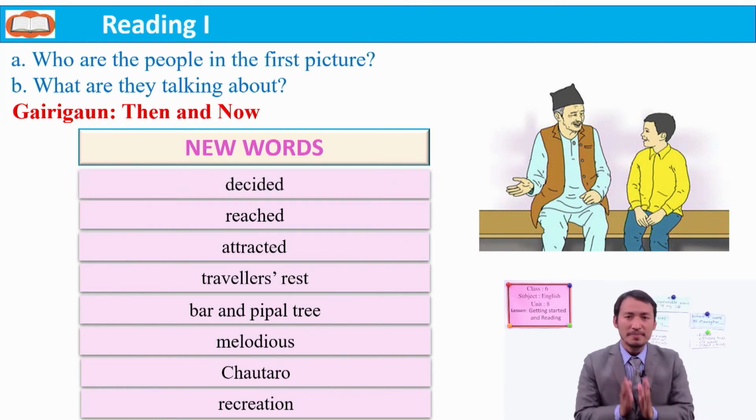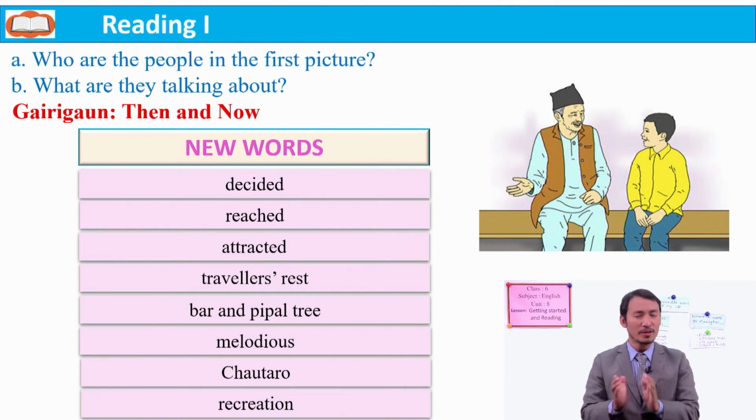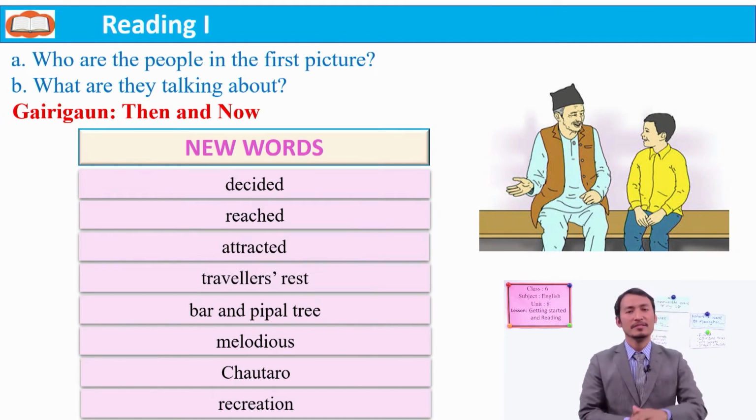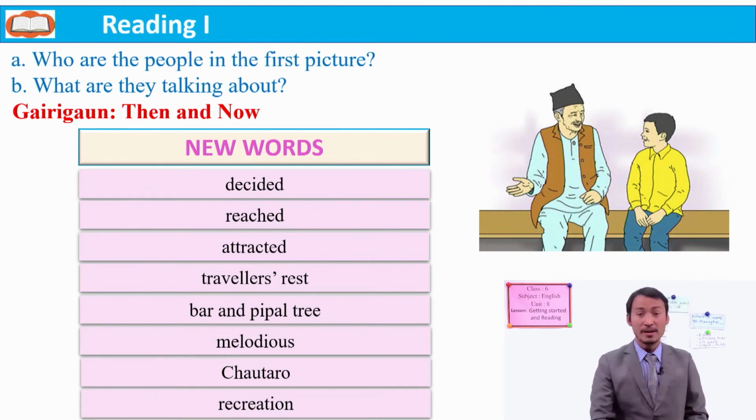Decided means to be sure, to fix something, to do something, or you are sure you think it's okay to do something. Reached means to go to some destination. Attracted means to like something, and you feel like seeing or visiting that thing. Travelers' rest means the place where you want to sit after you get tired while walking, or you can also call it Chautaro. Bar and peepal are trees in Nepal, and they are very big trees.